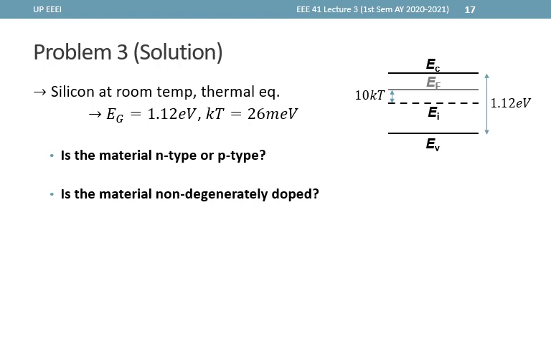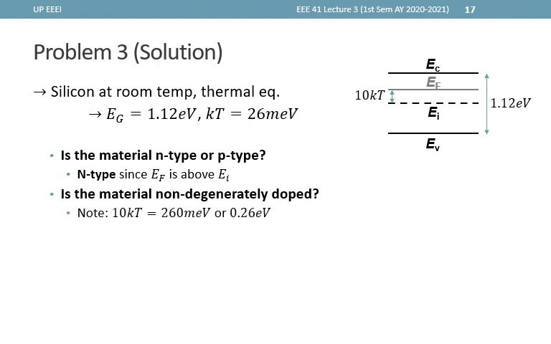So first, is the material N-type or P-type? We have just said that when EF is above EI, then the material must be an N-type. Then next, is the material non-degenerately doped? Note that this value right here, 10 kT, is 260 milli-electron volts or 0.26 electron volts, since we are dealing with a room temperature problem. So kT is 0.026, multiply that by 10, you get 0.26.